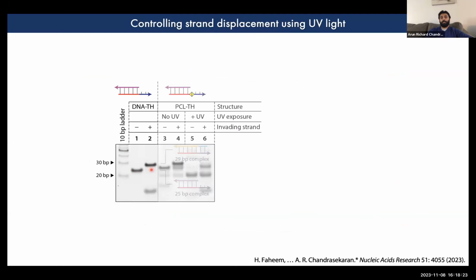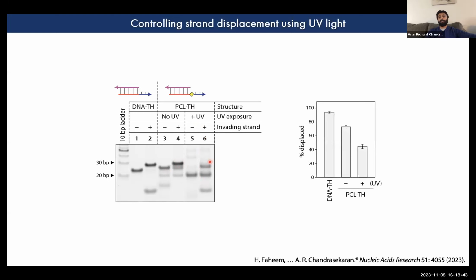gel. And you now have a photocleavable linker toehold, and in the absence of UV, you can see you start with a duplex with a single-stranded extension, and strand displacement happens, yielding a longer duplex. However, on exposure to UV, strand displacement is now affected, and we quantified these results, and we can curtail DNA strand displacement by up to 60% by using photocleavable linkers.